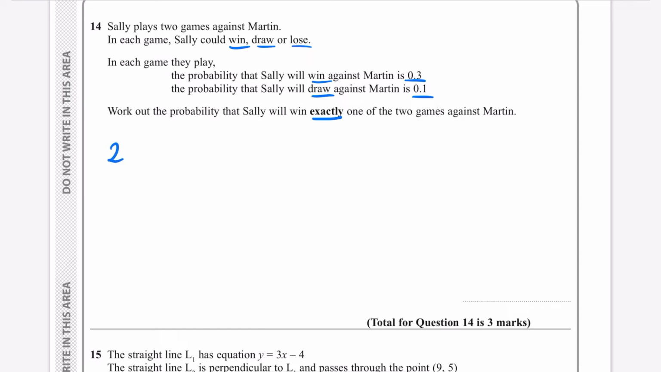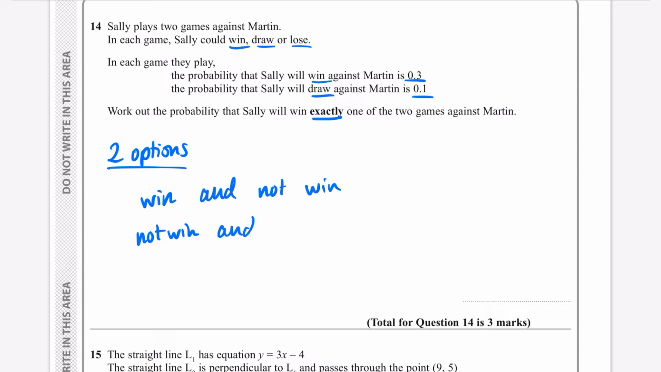So there's two options, right? If she's going to win one of them when she's playing two games, she could either win the first game and then not win the second game, or she could not win the first game and then she could win the second game.